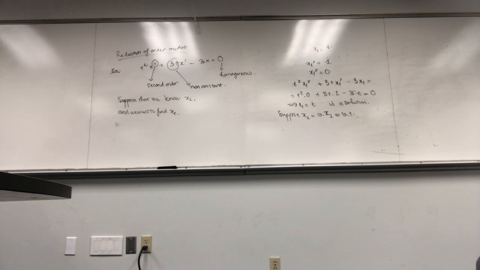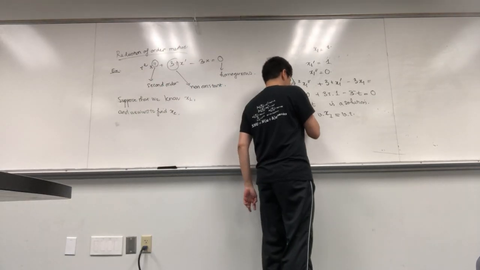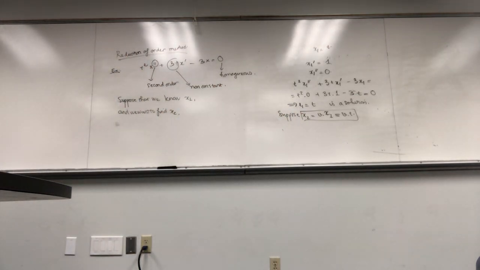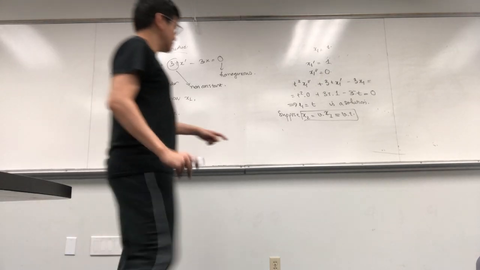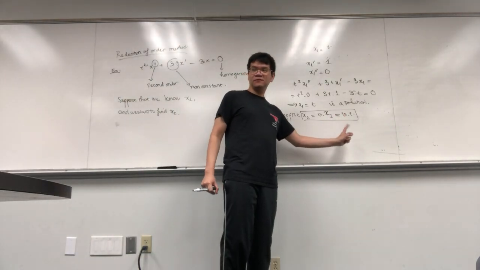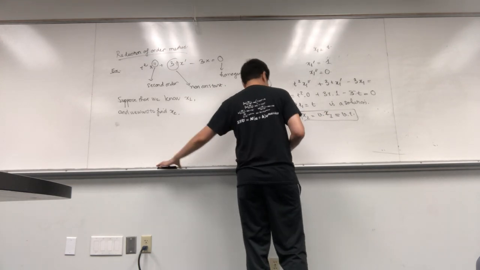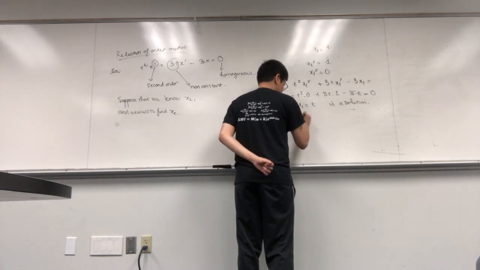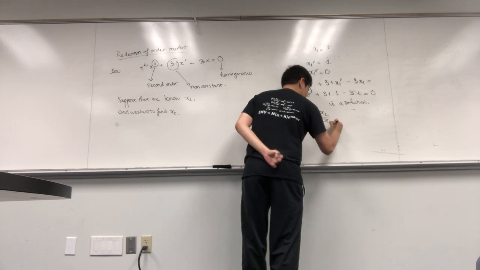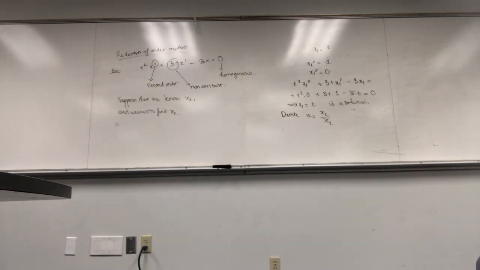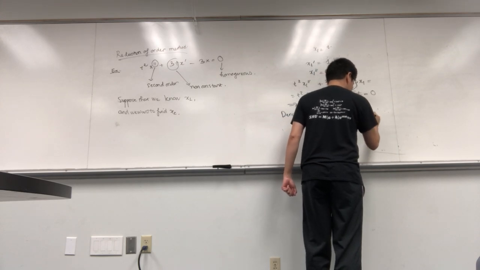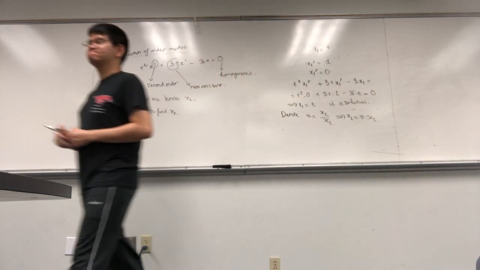So this is the key idea of the reduction of order method. Suppose that x2 is v times x1. I denote v to be x2 over x1, the quotient between x2 and x1, which means that x2 is going to be v times x1. Is it clear?